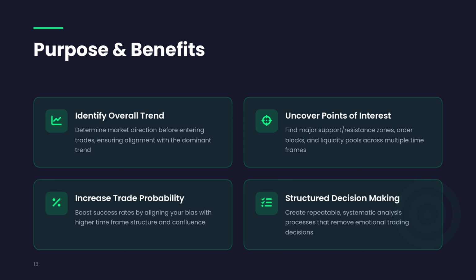Perhaps you spot a significant order block on the 4-hour chart. Then you drop down to the 15-minute and discover it aligns perfectly with a fair value gap. Suddenly, you're not looking at one piece of evidence, you have confluence, you have confirmation. That's powerful. That dramatically increases the probability of your trade working out.